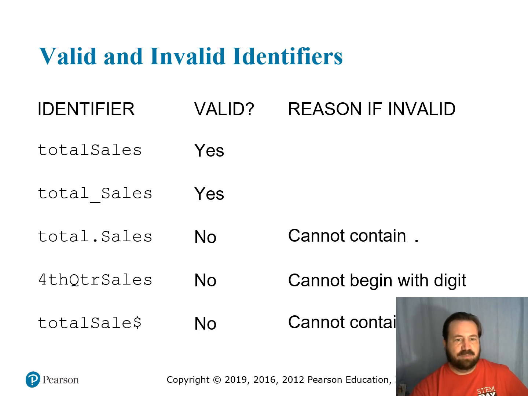You cannot break words with a period. That's because periods in the middle of identifier names have special meanings in data structures and objects. You cannot begin with a digit, and you cannot anywhere have special characters like a $ sign in your variable names.